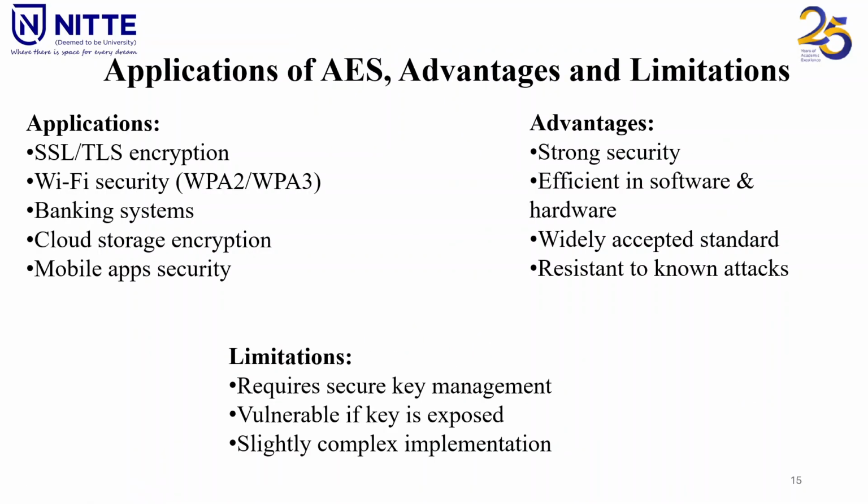So now we are trying to understand the applications of the AES algorithm, the various advantages, and also the limitations. When it comes to the applications, the AES algorithm is used in SSL or TLS encryption, secure socket layer and transport layer security encryption, and also in Wi-Fi security, that is WPA2 and WPA3. We also use it in the banking sector, cloud storage encryption, and mobile app security. So various applications can apply it.